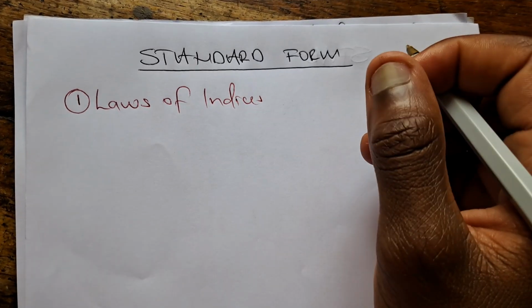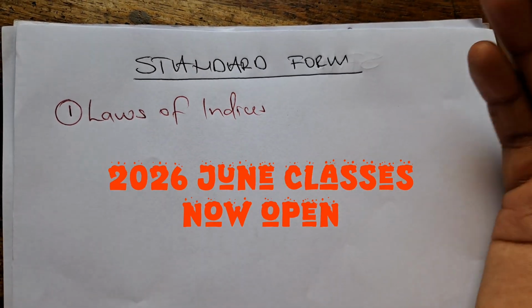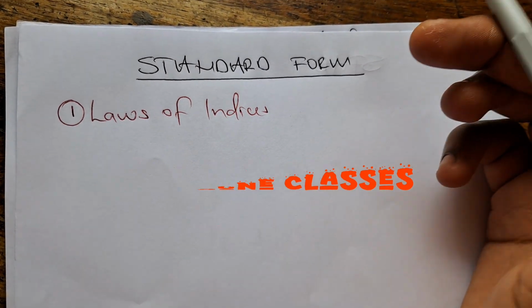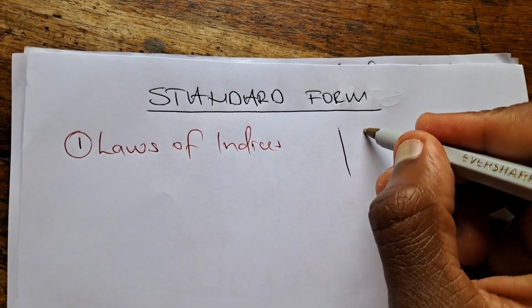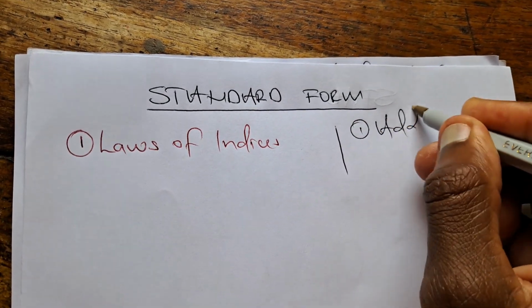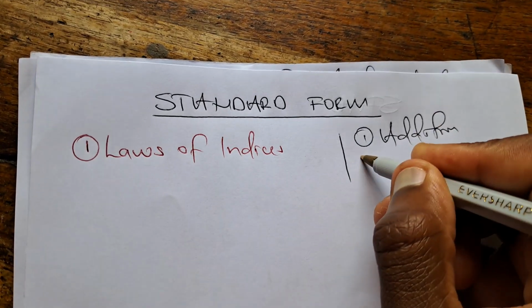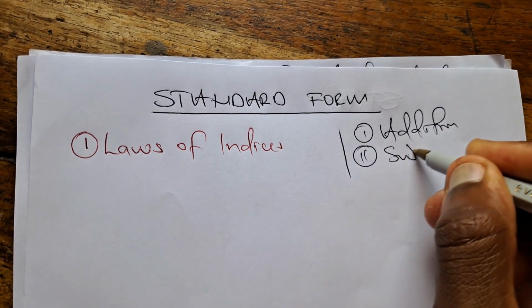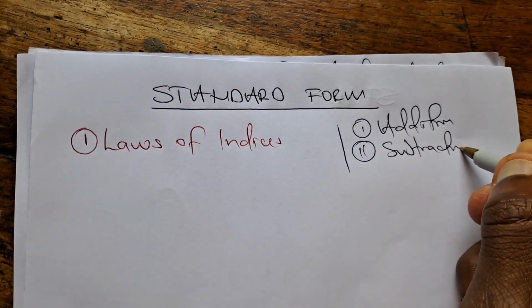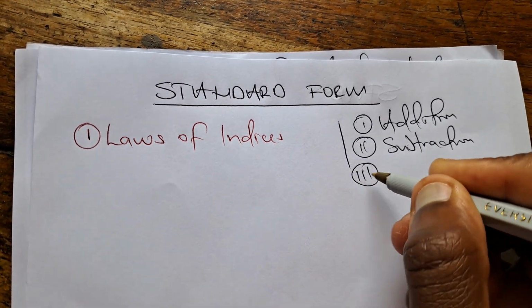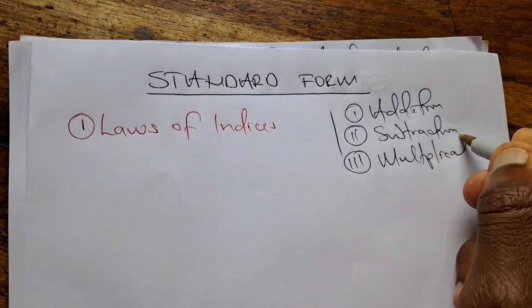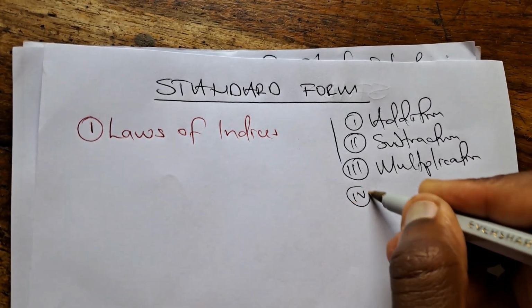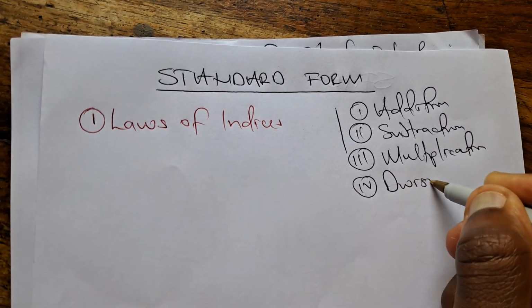So today we're going to look at standard form. For standard form, we need to have knowledge of laws of indices. According to standard form, we're going to look at number 1, addition. Number 2, subtraction. Then number 3, multiplication. Then there will be division.